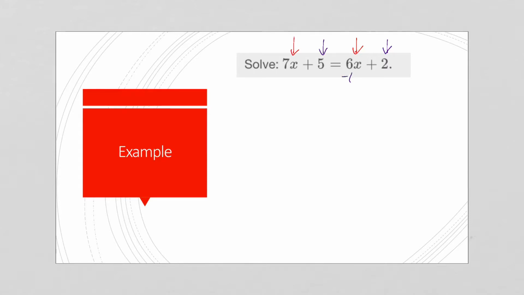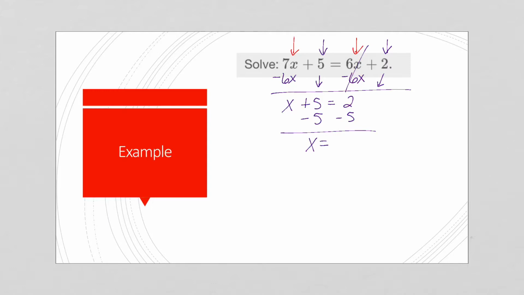I'm going to move my 6x. I'm going to subtract it from the right side and from the left side. That creates 0. 7x minus 6x is 1x, or x. I'm going to bring that straight down. I'm going to bring this straight down. And now I would subtract 5 from both sides. So x is equal to, what's 2 minus 5?